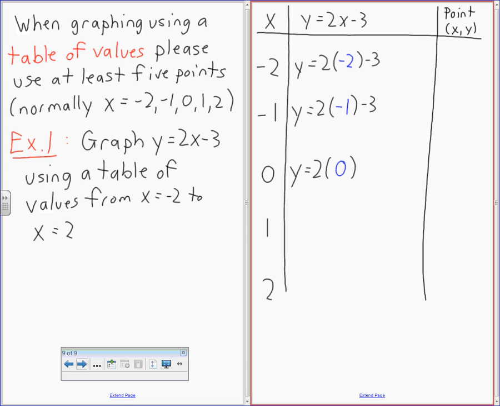Okay, now this stuff is not rocket science yet. Can I get a brave soul to do the next one, please? Yeah, go ahead. 2 times 1 minus 3. Good. 2 times 1, but yes. Yeah. So we start at the negative and work to the positive. Good.